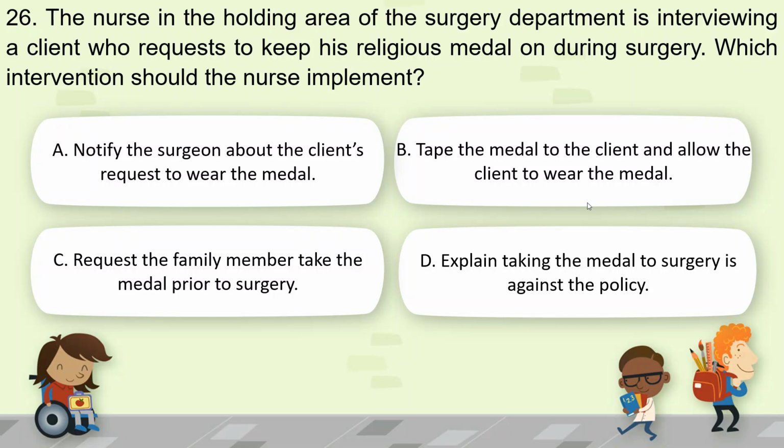Of course, here you're talking about being an advocate. Letter A is wrong because the surgeon does not need to be notified of the client's request. This can be addressed by the nursing staff. Letter D is wrong because the hospital policy should be established for the well-being of clients and spiritual needs should be addressed. And letter C is also wrong because the client should be allowed to bring the medal to surgery if the medal is taped to the client. So the best answer is letter B. The medal should be taped and the client should be allowed to wear the medal because meeting spiritual needs is essential to this client's care. 26 is B.